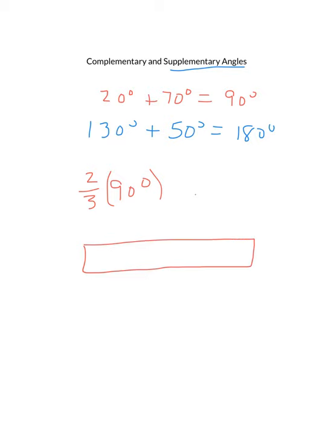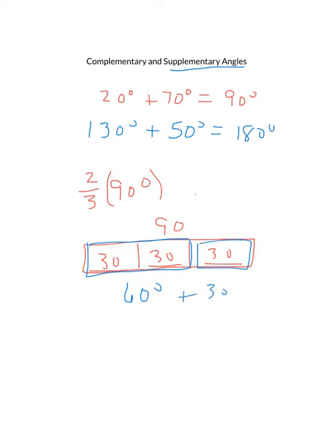The whole thing is 90, so that whole bar is 90. We want to find 2/3 of it. The 3 represents the whole amount, the 2 is the part. If 90 is the whole thing, each one of these is 30, because 30 plus 30 plus 30 is 90. So 2/3 of 90, two of these bars, would be 60. Its complement would then be 30, because 60 plus 30 is 90.